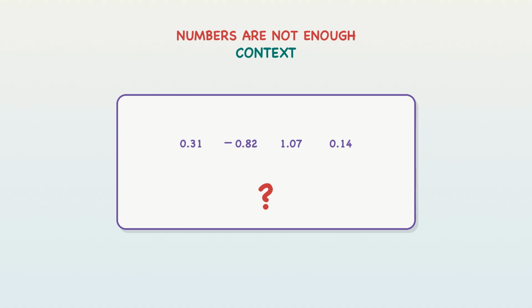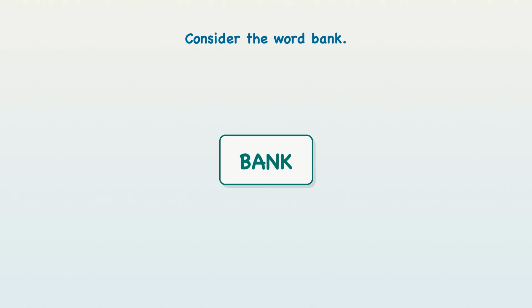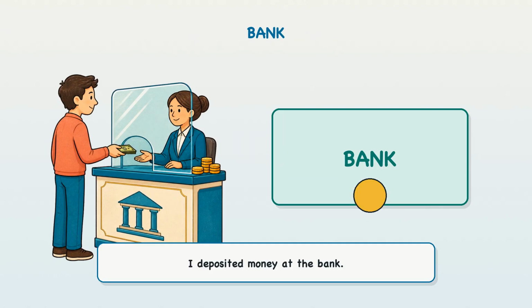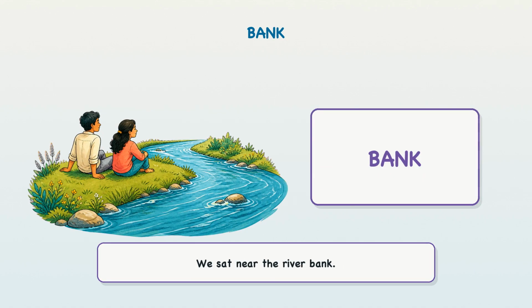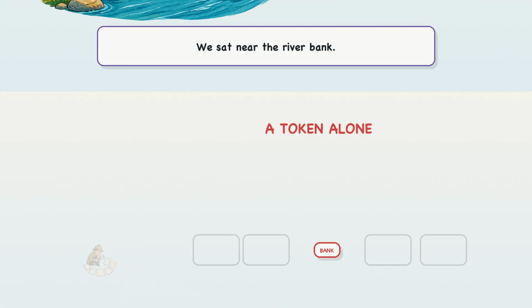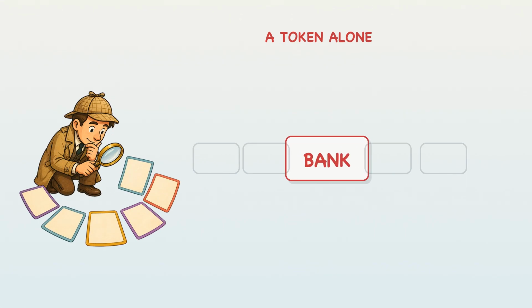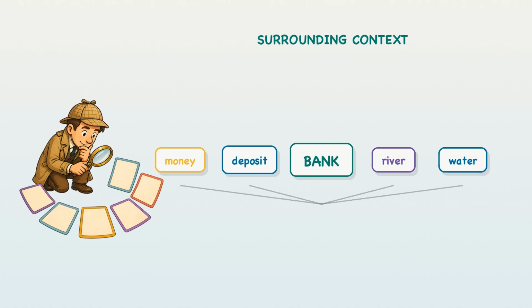But simply having numbers is not enough. The model also needs context. Consider the word bank. If I say I deposited money at the bank, bank refers to a financial institution. If I say we sat near the riverbank, the exact same word means something completely different. So the model cannot decide what a token means by looking at that token alone. It has to look at the surrounding context.